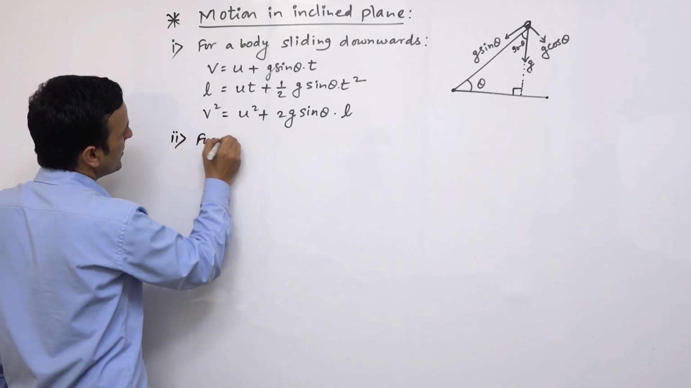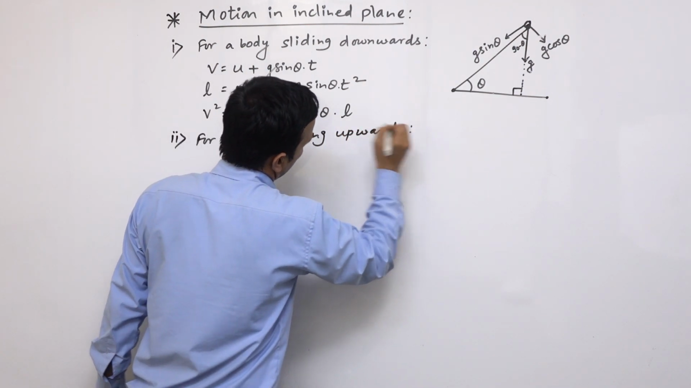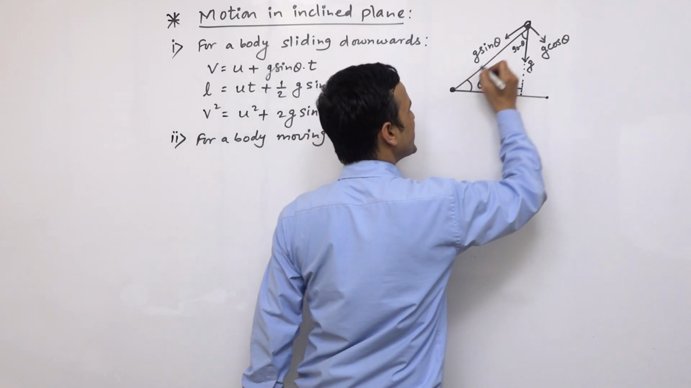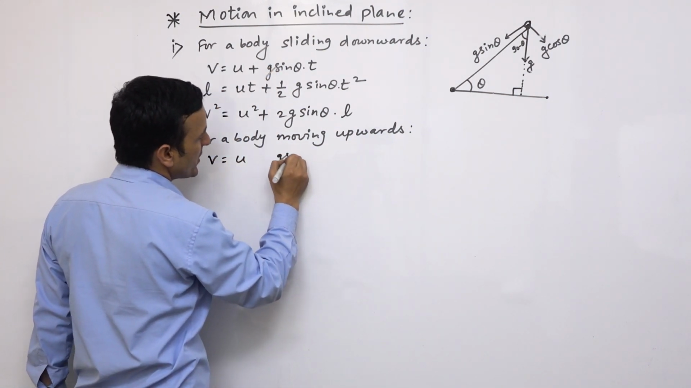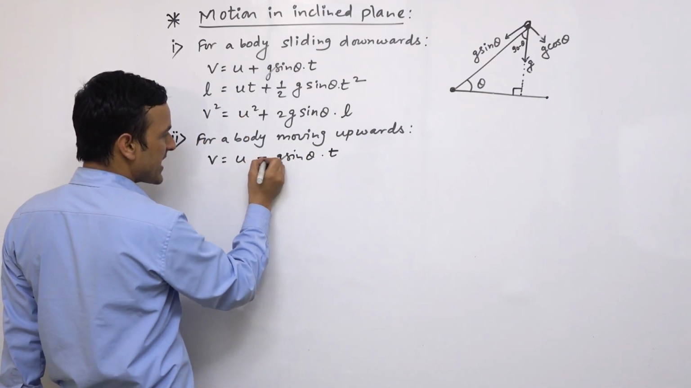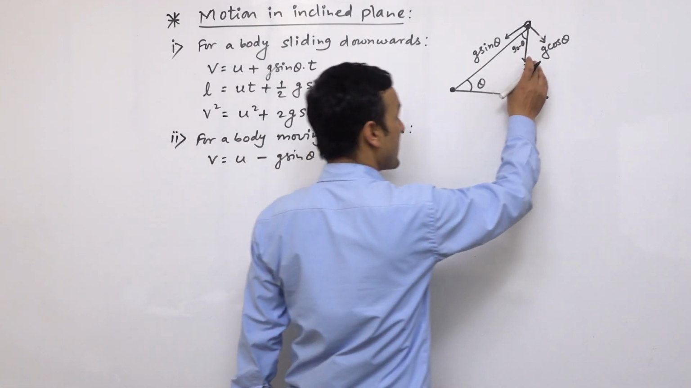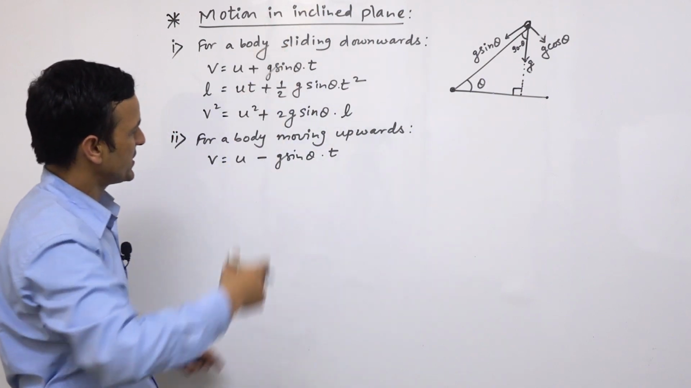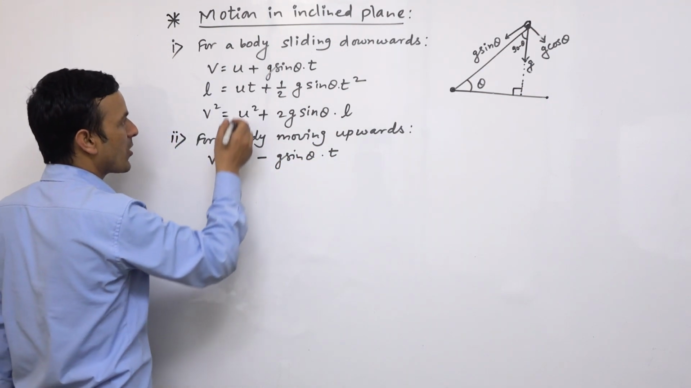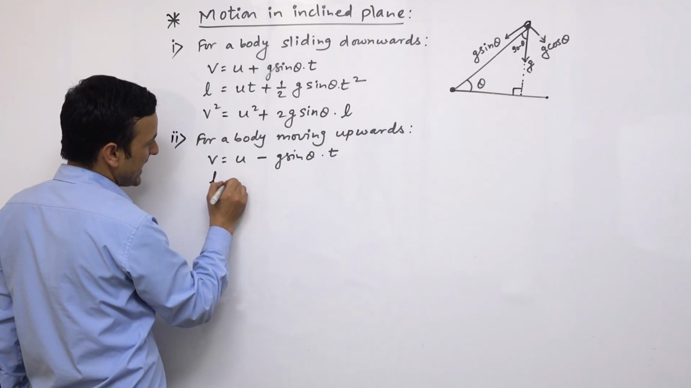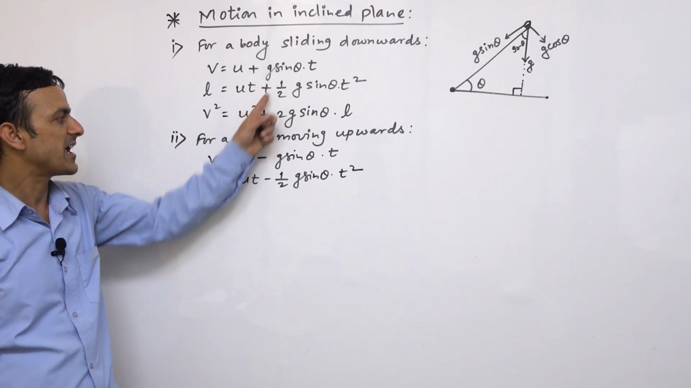So similarly for a body moving upwards. If a body is moving upward from the ground level onto the inclined plane, going up to a higher level, then the formula will be the same, u minus g sin θ into t. The formula will be the same but the sign will be changed. Instead of plus, here we just put minus, because it is going upward, against gravity, opposite to it. In the case of moving from bottom to top we put a minus sign. So all the terms are the same but the sign should be negative, opposite to the previous one. So it will be L is equal to ut minus half g sin θ into t square. The formula is the same but the sign will be changed.